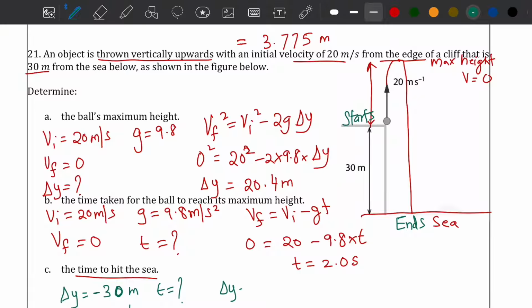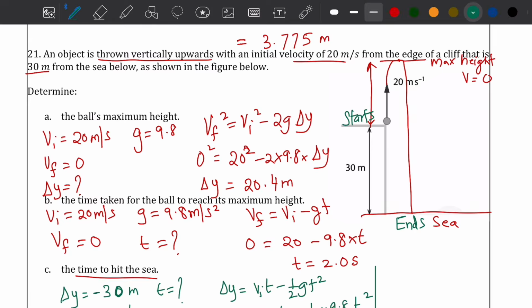So we'll use delta Y equal Vit minus half Gt square. So that is negative 30 equal 20t minus half times 9.8 t square. I'm just going to simplify it, and this will become 4.9 t square, and then I'm going to rearrange it in the form of quadratic equation, so power 2, because we can see t is having a power 2.